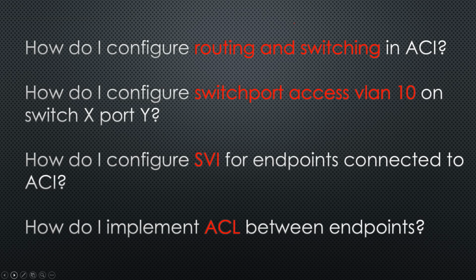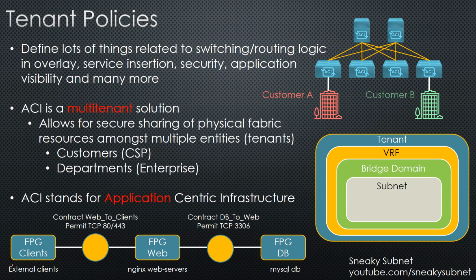At first, let's define tenant. ACI is a multi-tenant solution. Basically, it means that you can securely share physical resources of your fabric amongst multiple different entities. If you are a cloud service provider, you can use ACI to completely separate your customers but still connect them to a single physical fabric. So you can see right here we have customer A and customer B. They are connected physically to the same physical fabric, but they are completely separated.